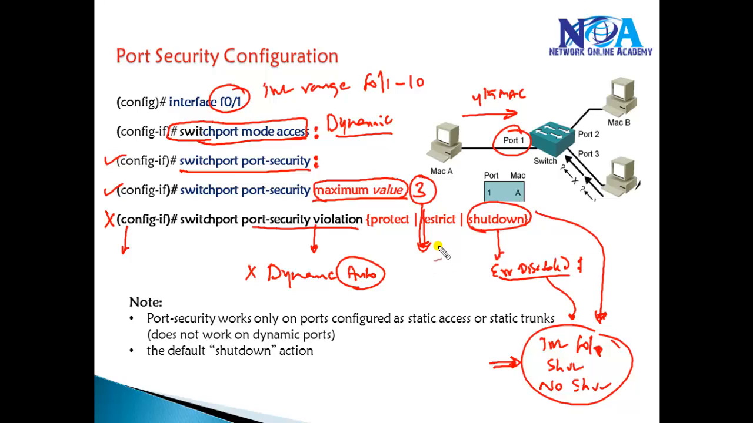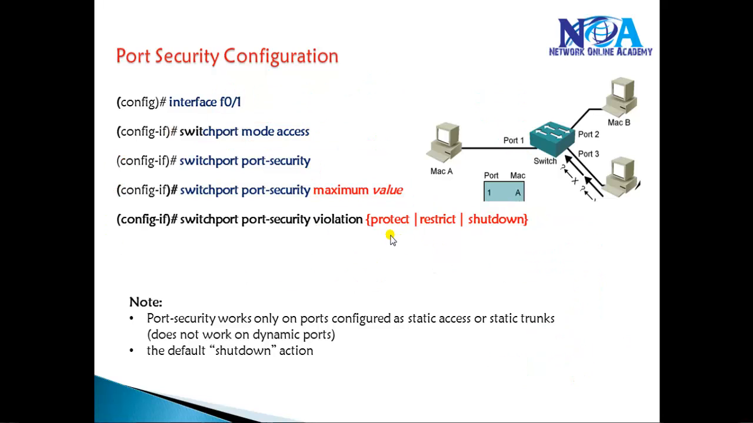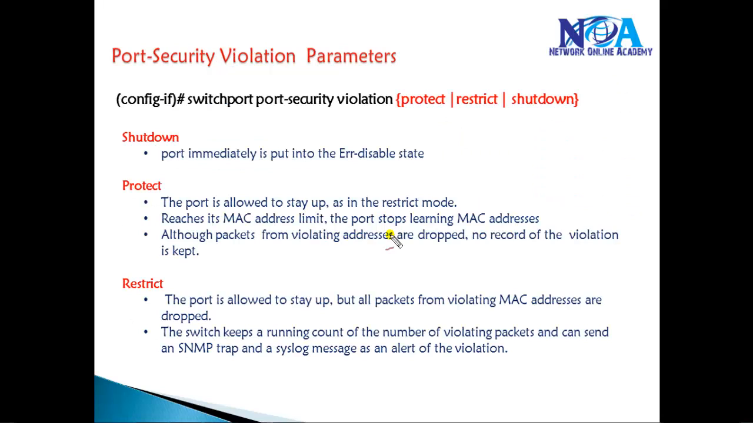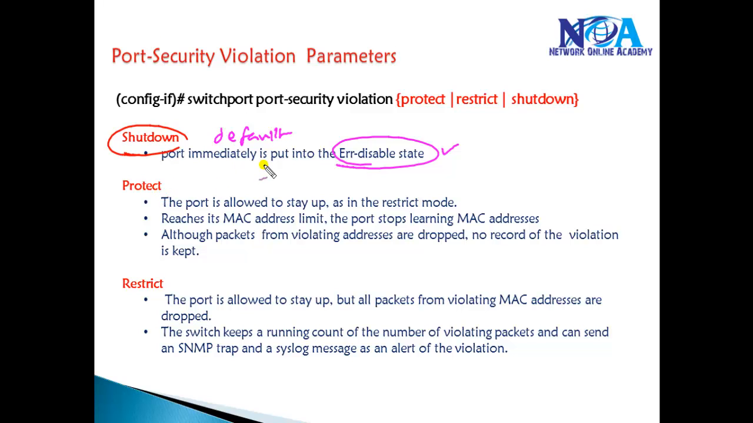Now there are some other options we can use, like the protect and restrict options. There is a slight difference from shutdown. Whenever we say shutdown, it's going to simply put the port into error disabled state, and this is the default violation rule whenever we implement port security. In some cases, we don't want to put the port into error disabled state or shutdown state. We can also use an option called restrict or protect.